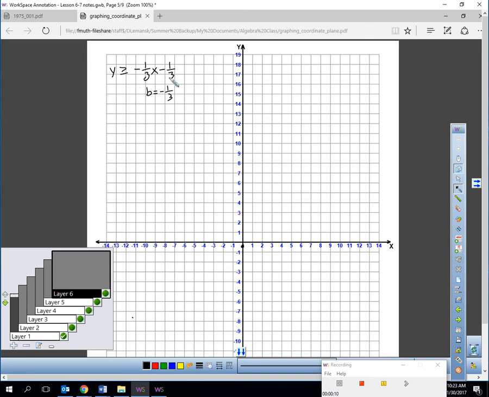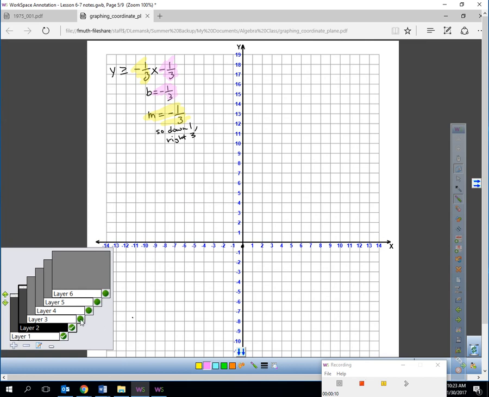Okay, do you notice my y-intercept is negative 1/3, and my slope is also negative 1/3. Maybe I should highlight those. There's my slope, negative 1/3. You can see I highlighted that in yellow. And here's my y-intercept, negative 1/3. I'm highlighting that in pink.